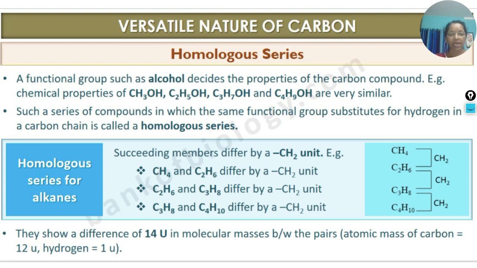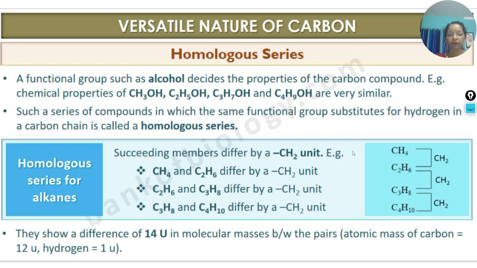And what are the specialities of a homologous series? They differ by a CH2 group. Each consecutive member, or succeeding member, differs by a CH2, or we can say by a difference of 14u in molecular mass. Each succeeding member differs by 14u molecular mass.